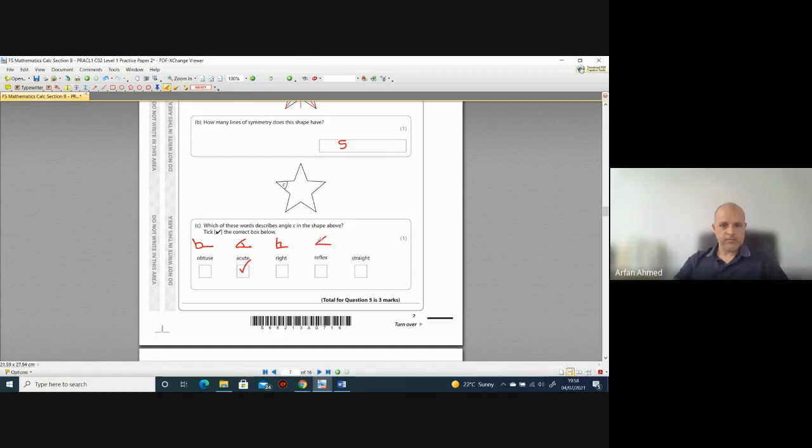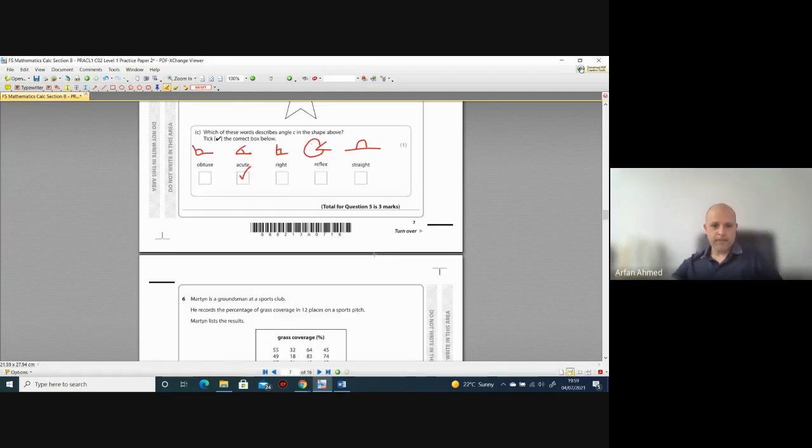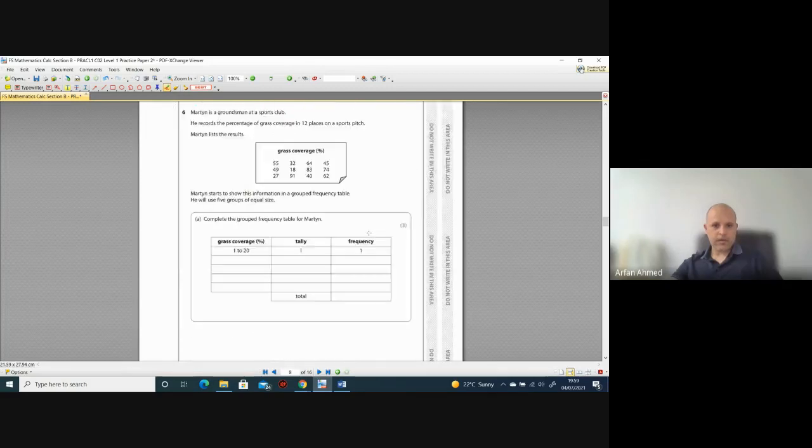Reflex is more than 180, but less than 360. And a straight angle is just a horizontal line. That's 180 degrees. So definitely it looks like that, doesn't it? Less than 90, which is acute. Yeah, you need to know what these look like. So do have a look at angles if you're not sure.